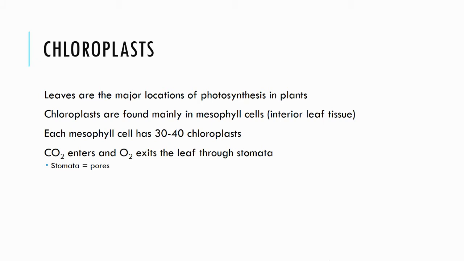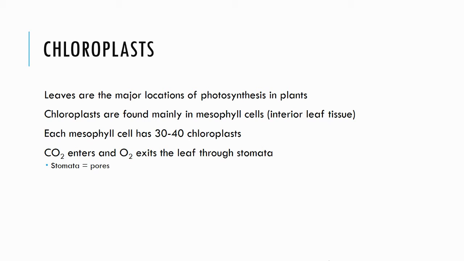Let's take a closer look into chloroplasts. Leaves are the major locations of photosynthesis in plants because they're going to have the best access to sunlight. Chloroplasts are mainly found in mesophyll cells, which are the interior leaf tissue. They're right in the center, and each one will have between 30 and 40 chloroplasts. Also on the leaf, CO2 enters and some O2 exits the leaf through stomata, which are pores or openings on the underside of the leaf. So we have gas exchange from there.